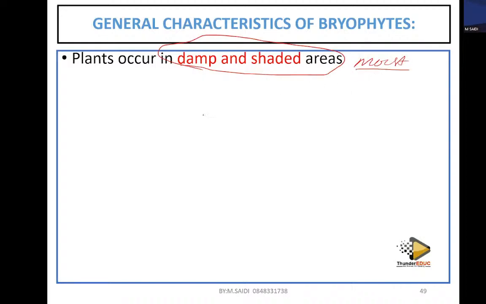Yes, moist areas. They can't stay in an area which does not have water. It's supposed to be moist. Why? Because they don't have vascular tissue. They don't have the structures which can make them sustain the harsh conditions of terrestrial life. Because they come from algae, and algae are found in water, they are developing slowly, but they have not yet developed to sustain themselves in areas which are a little bit harsh.